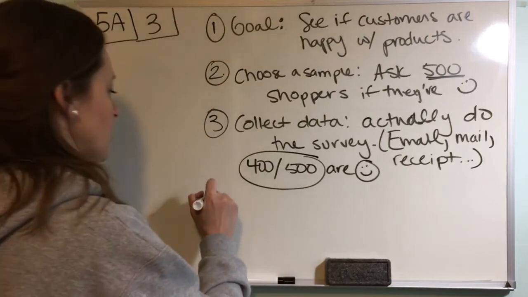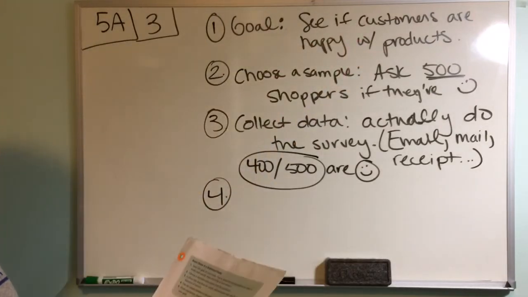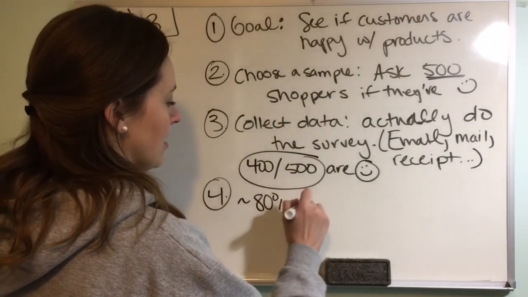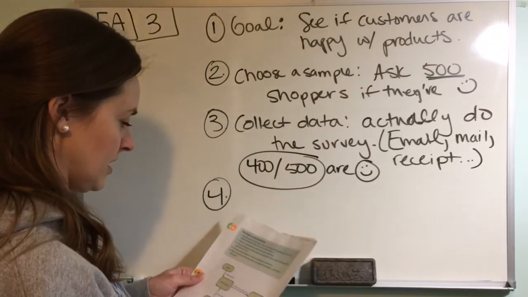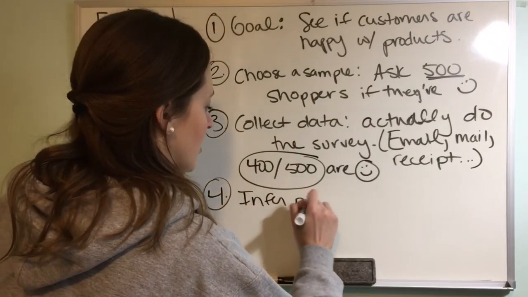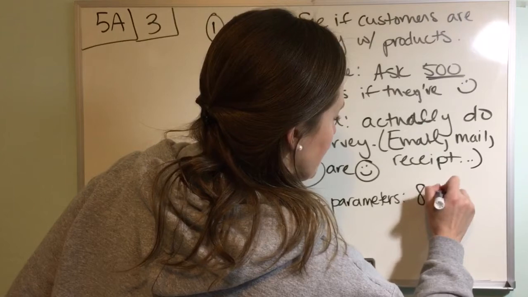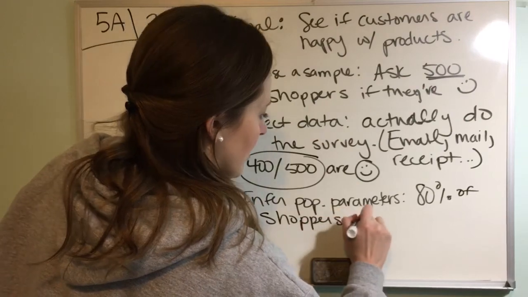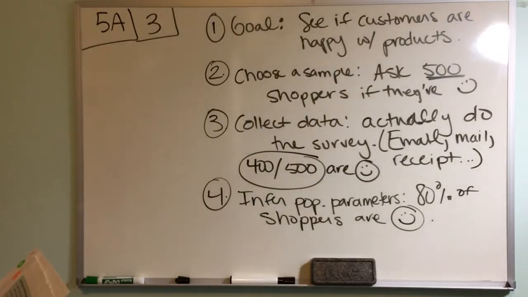Now we have to use that to infer something about all of the grocery store shoppers, all of the customers at this store. You could say, what percentage are happy? Okay. You could say about 80% of shoppers. Oops, sorry, I didn't write the title for number 4, which is what do they call it in your notes? They tell you to infer population parameters. So we could say 80% of shoppers, I'm gonna run out of room again, are happy. Okay, great. 80% of the shoppers are happy.